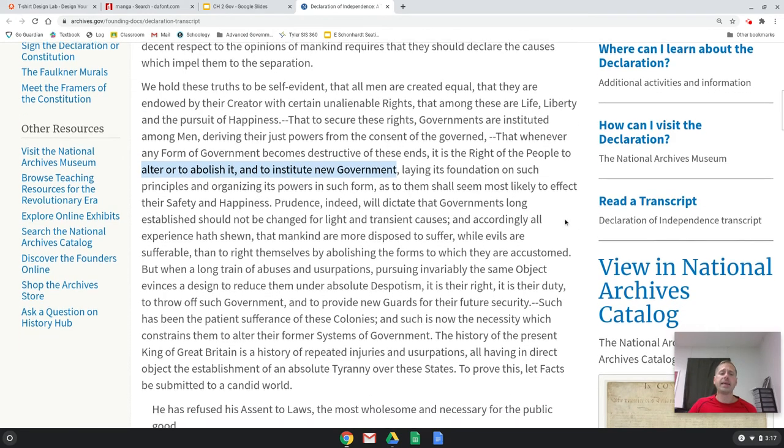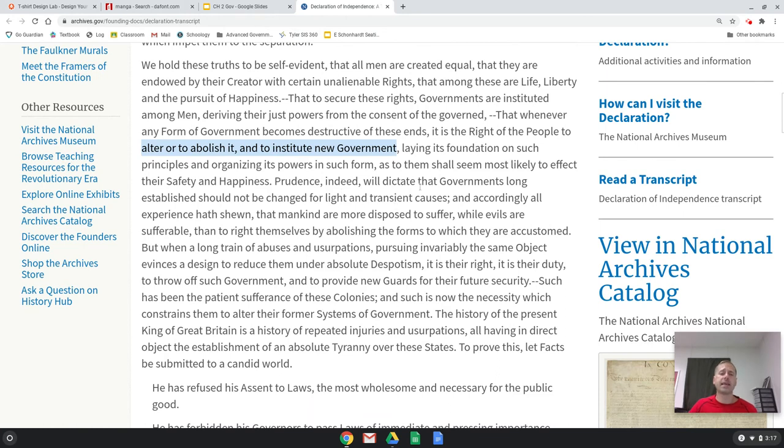And he continues, prudence indeed will dictate that governments long established should not be changed for light and transient causes. We shouldn't just change our government for some little thing, light and transient causes. We shouldn't do it. And accordingly, all experience has shown that mankind are more disposed to suffer while evils are sufferable than to right themselves by abolishing the forms to which they are accustomed.